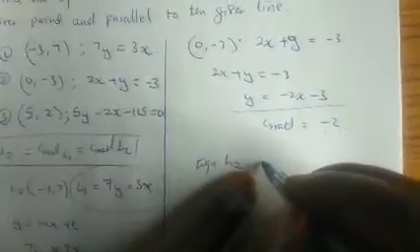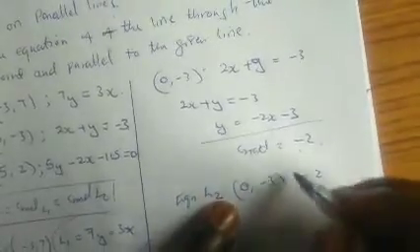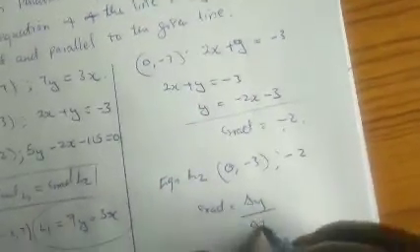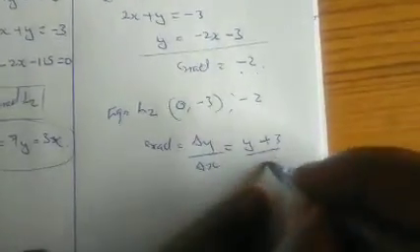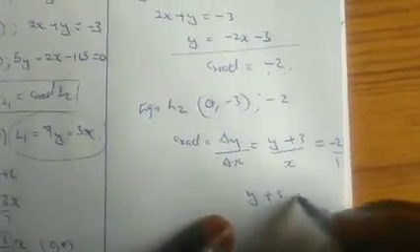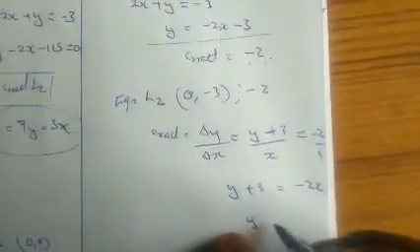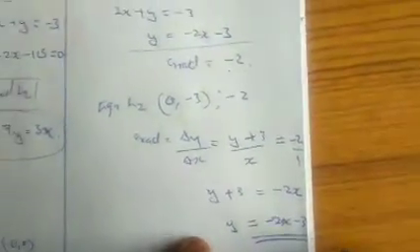So for us to get the equation of the second line L2, which passes through the point (0, -3) and has a gradient of -2, we say the gradient is change in y over change in x, and that is (y + 3)/(x - 0) = -2. So we have y + 3 = -2x, and y = -2x - 3. That will be the equation of that second line.